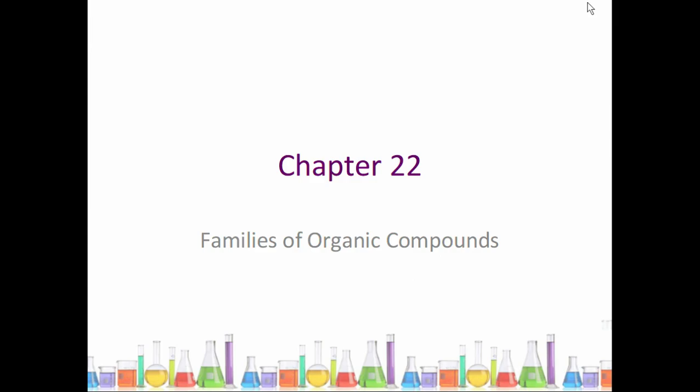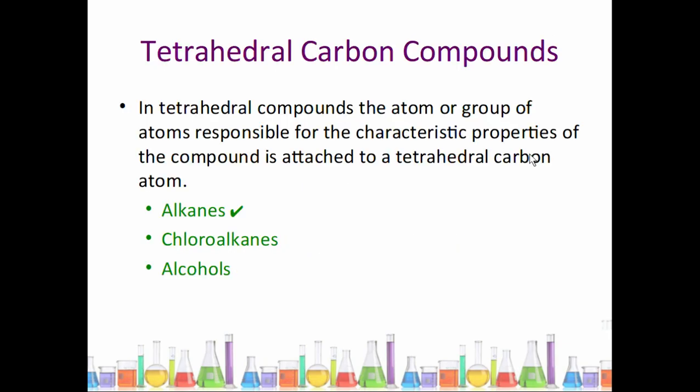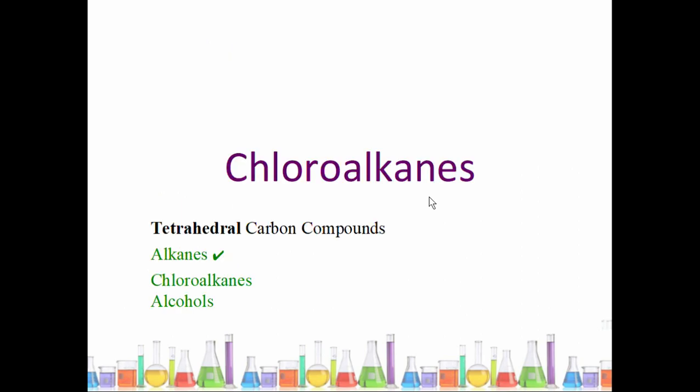Hi everyone, so today's class we're going to go on to chapter 22, families of organic compounds, and we're going to be looking at chloroalkanes today. So they're another example of tetrahedral compounds. We've already looked at alkanes, so we've ticked that one off. Remember, a tetrahedral carbon is one that has 4 single bonds coming from it.